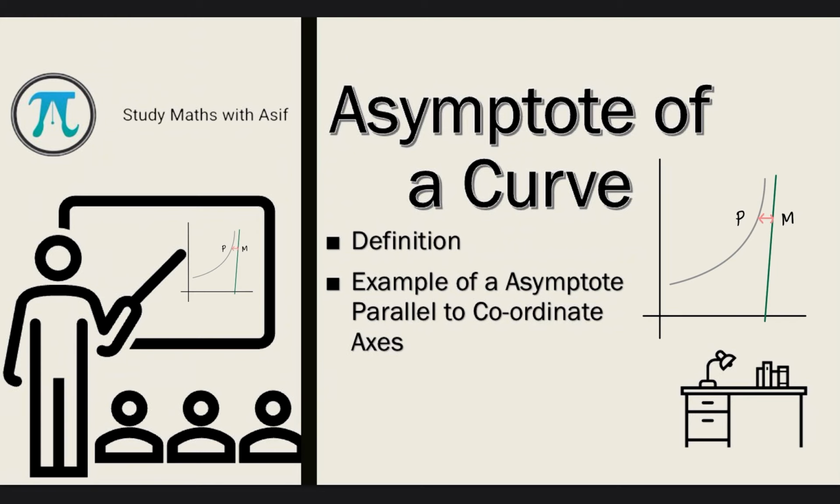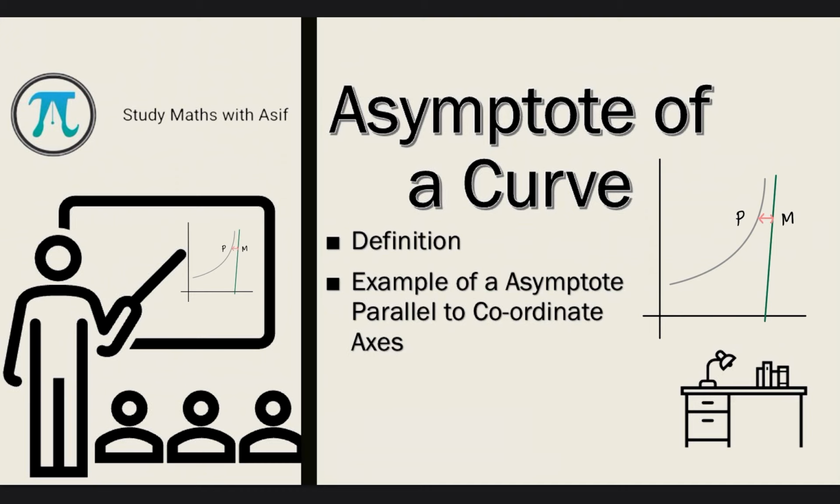Here I will talk about the asymptote of a curve. I will discuss its definition, I will solve some questions based on it, and I'll also talk about asymptotes parallel to the coordinate axis. Only two topics I will cover in this video: first, the definition of the asymptote to a curve, and second, asymptotes parallel to the coordinate axis.